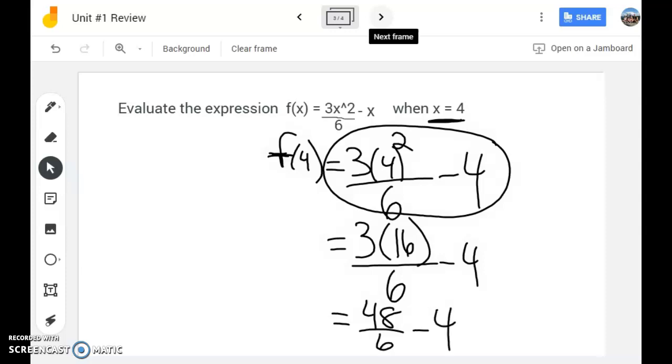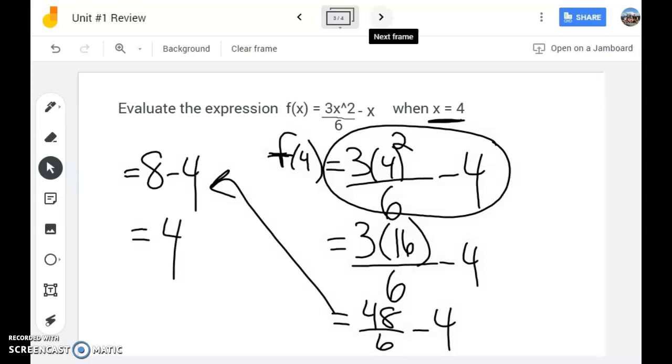All right, 3 times 16 though, the long way is 48. Let me take my work over here. 48 divided by 6 is simply 8. 8 minus 4 is really just 4, and it could finish up with that F4 out in front.